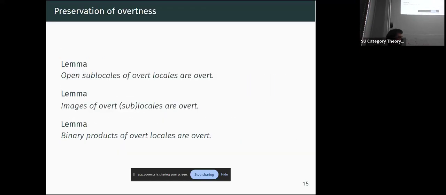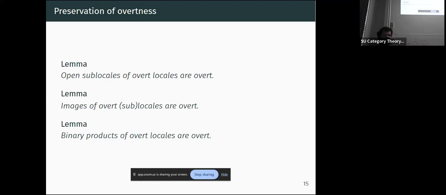So now you can prove certain lemmas. The open sublocales of overt locales are overt. This is just because the composite of open maps is open. So if you have an open sublocale, that ends up being an open map. I guess we didn't prove that, but you can prove that. It's not hard. And so then you have a composite of the open sublocale with the unique map to 1, and that composite is also going to be open. So open sublocales of overt things are overt.